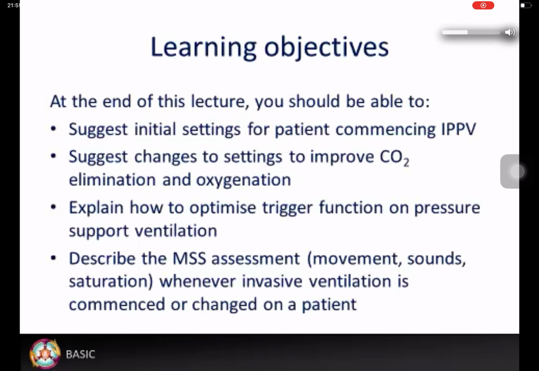At the end of this lecture, you should be able to suggest initial settings for patients commencing mechanical ventilation, suggest changes to improve carbon dioxide elimination and oxygenation, explain how to optimize trigger function on pressure support ventilation, and describe the MSS assessment, movement, sound, saturation, whenever invasive ventilation is commenced or changed on a patient.